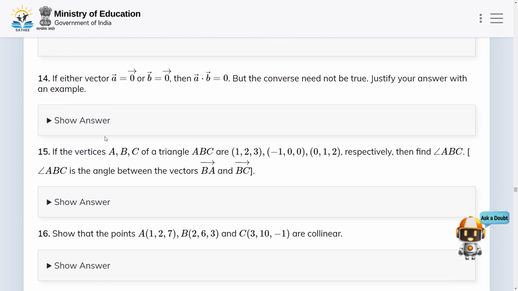Now 14th problem. If either vector A or B is 0, then your dot product is 0. But the converse need not be true. This means if you are given that the dot product is 0, it will not tell you in the general case that A is going to be 0 or B is going to be 0. For example, this means you have to give a counter example.